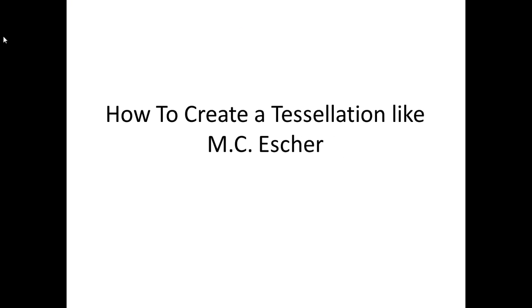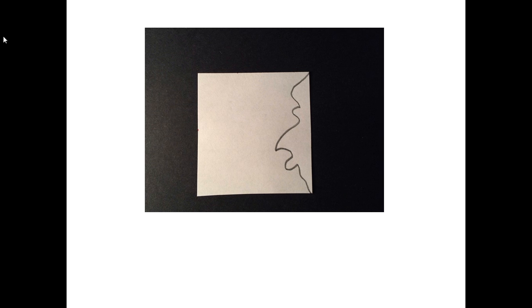Now that you understand about M.C. Escher and his artwork, let's learn how to create a tessellation. First, you're going to draw a line on your square. The line needs to go from one corner, wiggle around, and go to an adjacent corner. Be careful not to make these wiggles too small because you're going to have to cut on them. So you know how hard it is to cut tiny things with scissors.